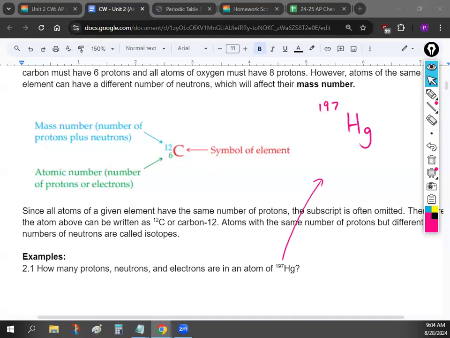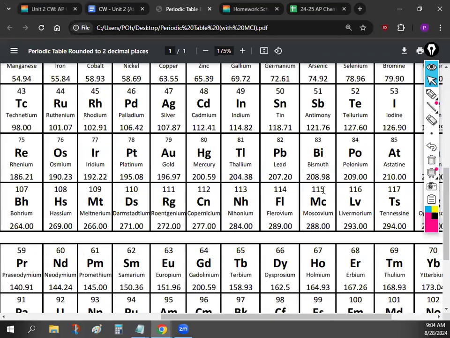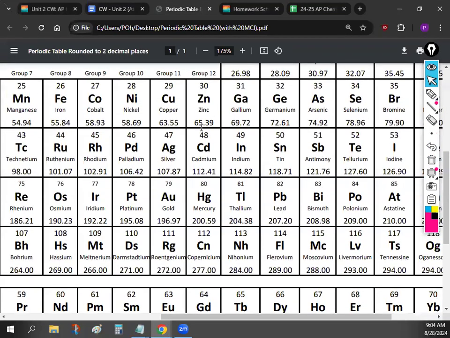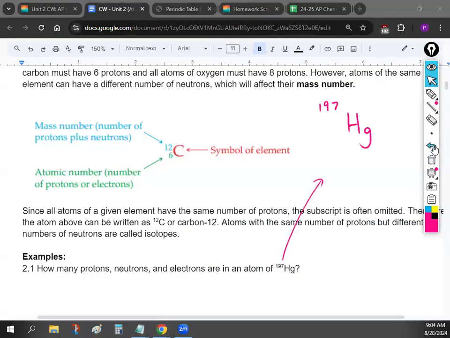Alrighty, let's go over this first problem together. So let's start with protons. That's the easiest. So we have Hg. We're going to go to the periodic table, and if we look up Hg, how many protons does Hg have? 80. Yeah, great. Super easy. It's just the number on the very top. Okay, so Hg, mercury, has 80 protons. I'm just going to write that down here on the bottom.